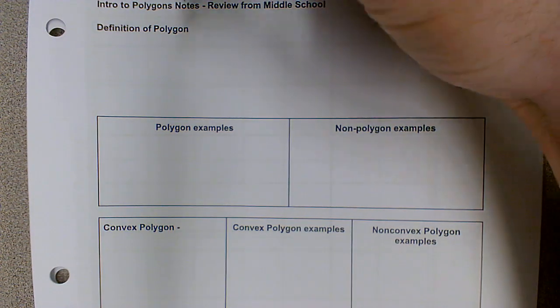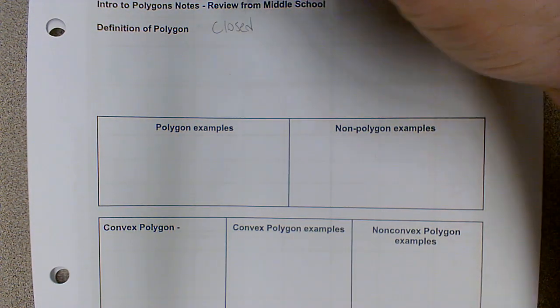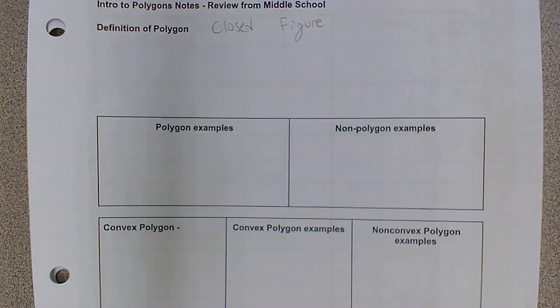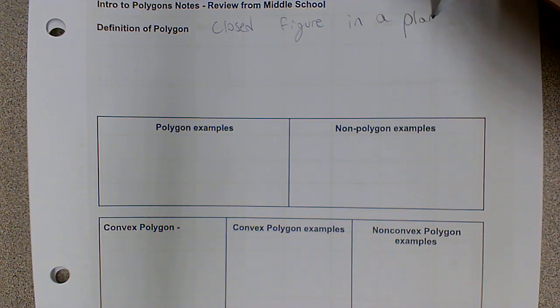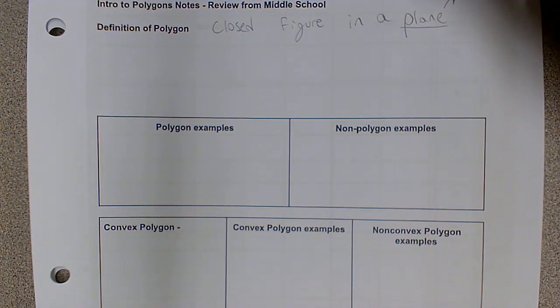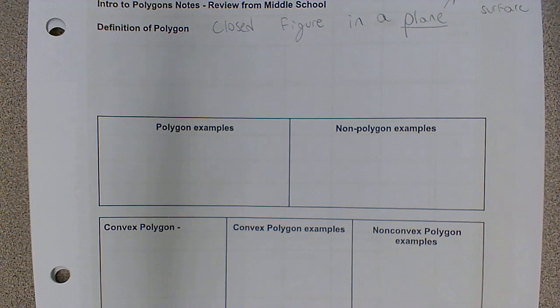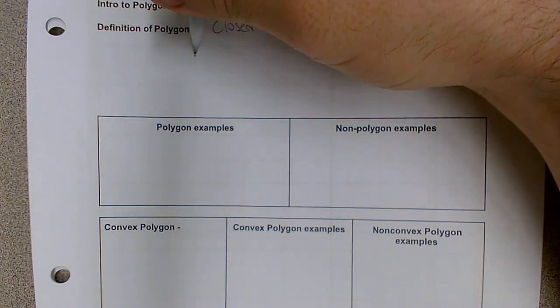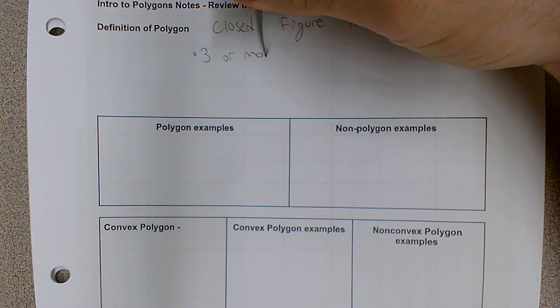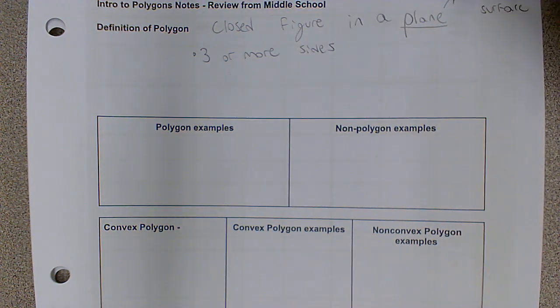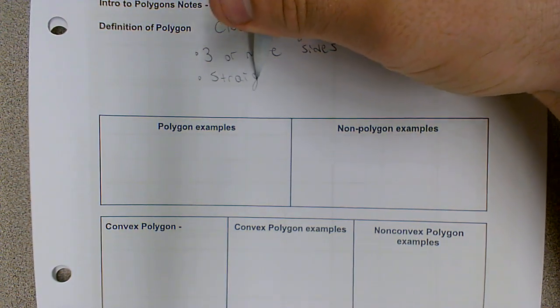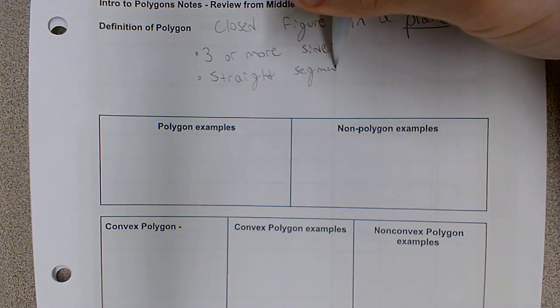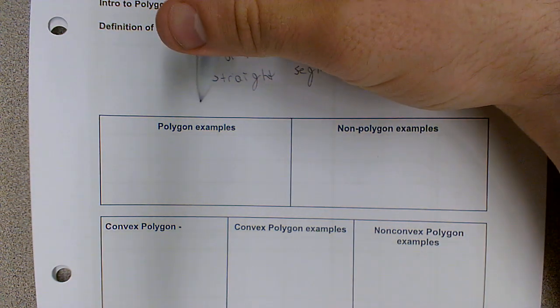A polygon is a closed figure in a plane. Now that plane is going to be a flat surface, a 2D space. Okay, so that polygon is going to be made of 3 or more sides. Cannot have a polygon with 2 sides or less. It's made up of straight segments. And those segments are connected at endpoints.